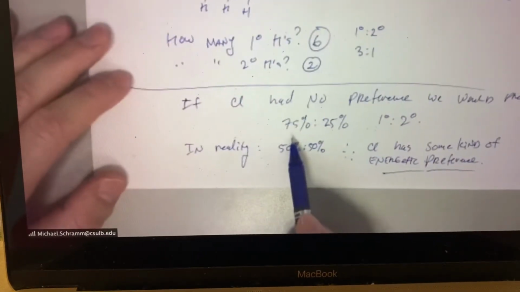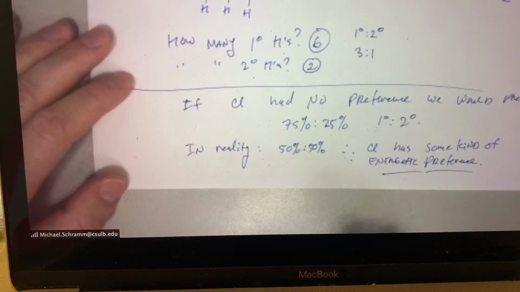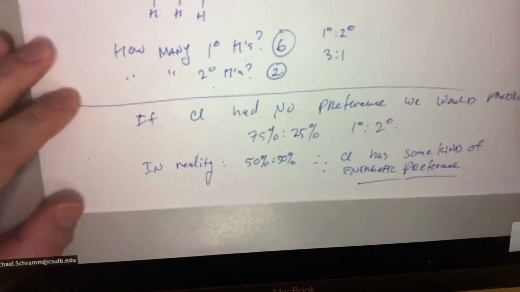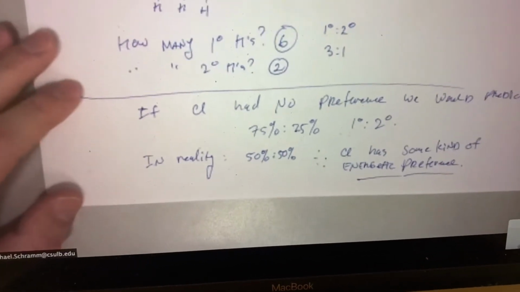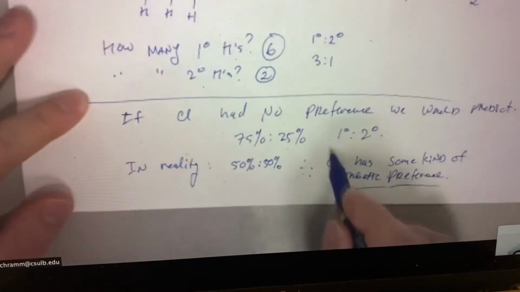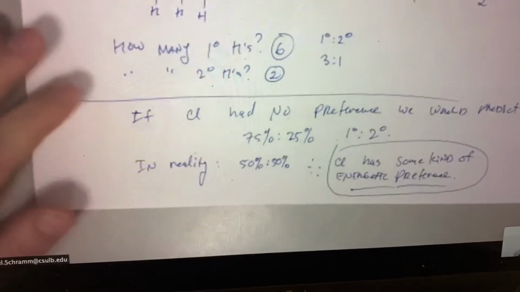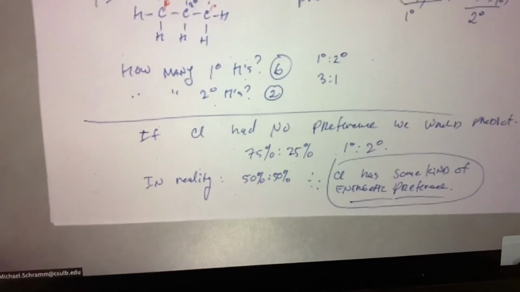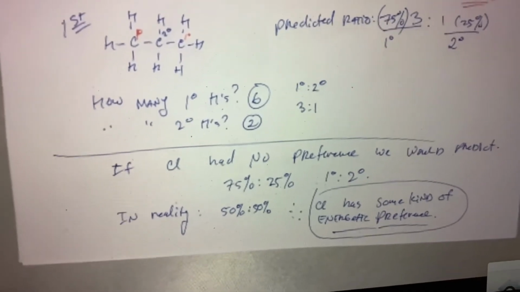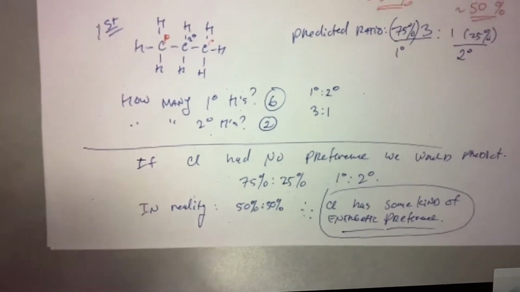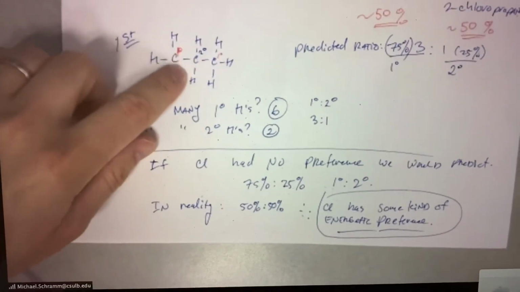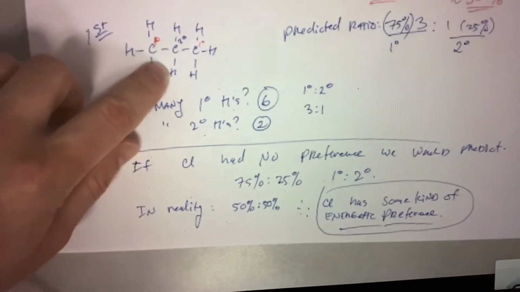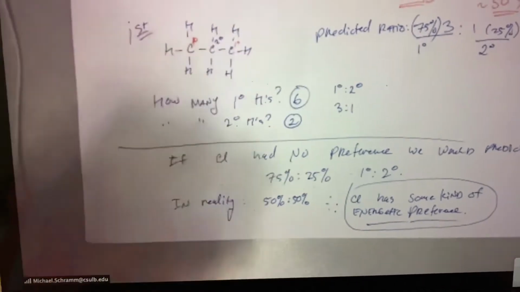This is a hypothesis. First hypothesis was we should see 3 to 1, 75-25. The experiment happened, and we actually see much more of the secondary product than we expected, and less of the primary product that we expected. And the subsequent hypothesis was that chlorine has some sort of energetic preference for secondary positions. That's the only way that we could explain this result. Somehow chlorine is going after these hydrogens at the secondary position at a much higher rate or with much higher frequency than these much more abundant primary hydrogens.